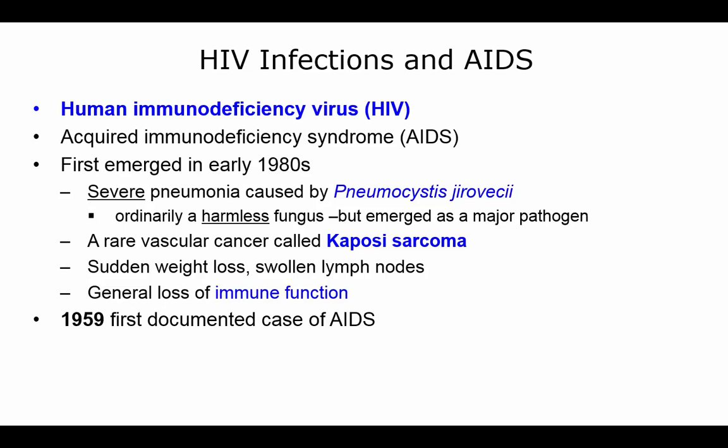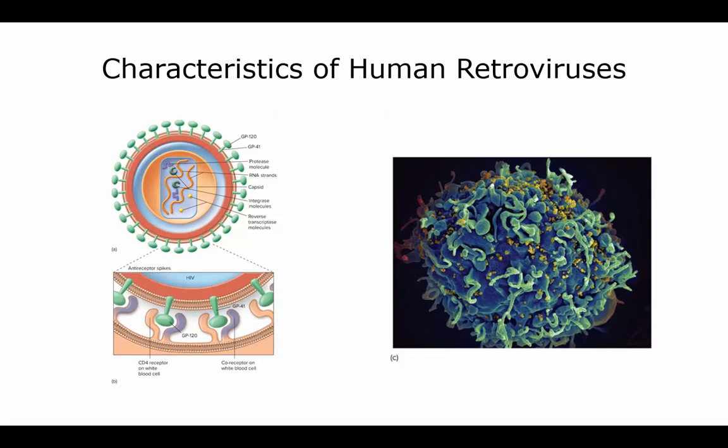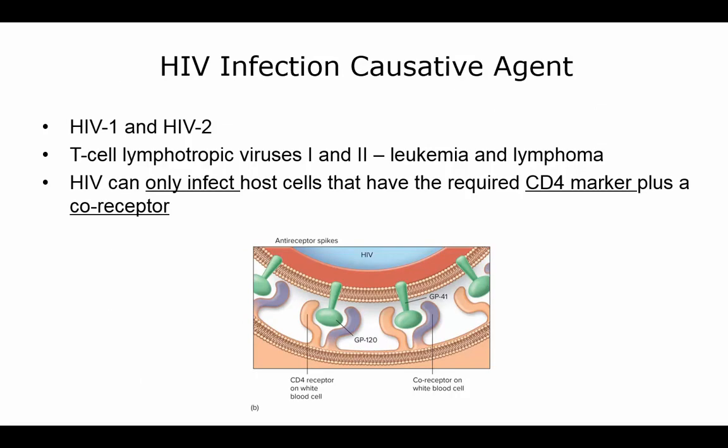Severe pneumonia caused by Pneumocystis jirovecii, which is normally harmless, was involved, and there was a rare form of vascular cancer called Kaposi's sarcoma, with sudden weight loss and swollen lymph nodes, and immune function basically ceases. The first documented case was in 1959. There's HIV-1 and HIV-2. There are T-cell lymphotropic viruses 1 and 2 that cause leukemia and lymphoma.